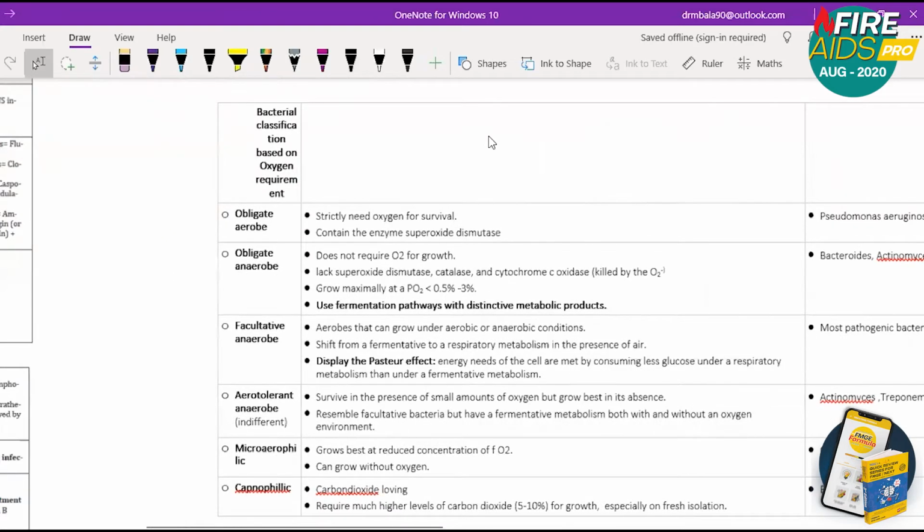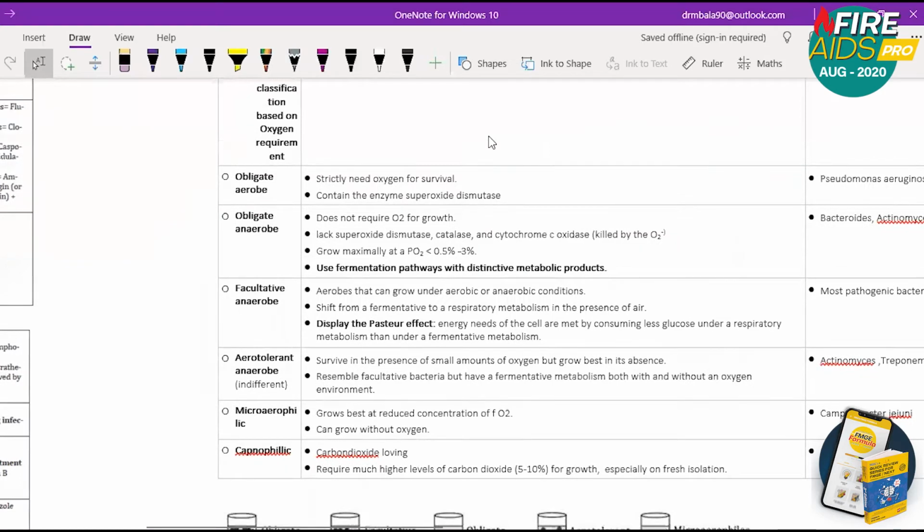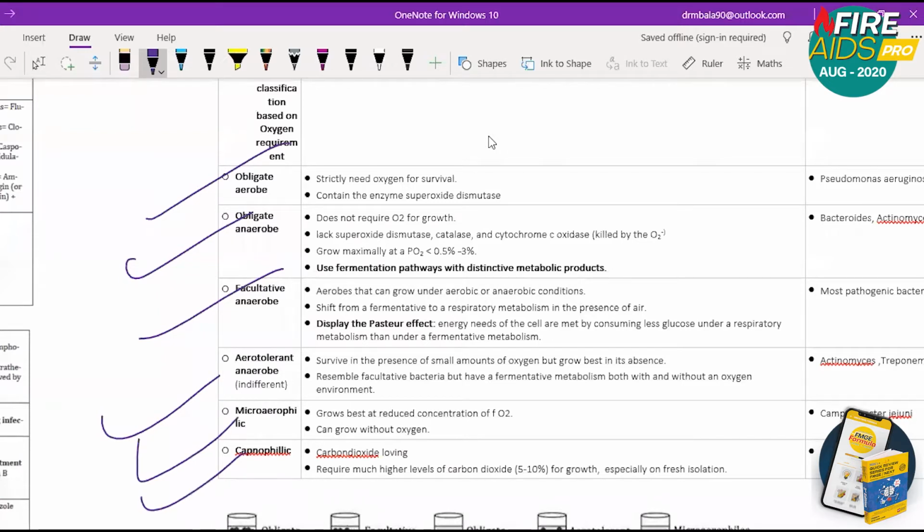Then based on their oxygen requirement, bacteria are broadly classified into obligate aerobe, obligate anaerobe, facultative anaerobe, facultative aerobe, aerotolerant anaerobe, microaerophilic, and capnophilic. I'll come from the bottom. Capnophilic is carbon dioxide loving. You have to remember Brucella is capnophilic. Brucella is a bacteria that is carbon dioxide loving.